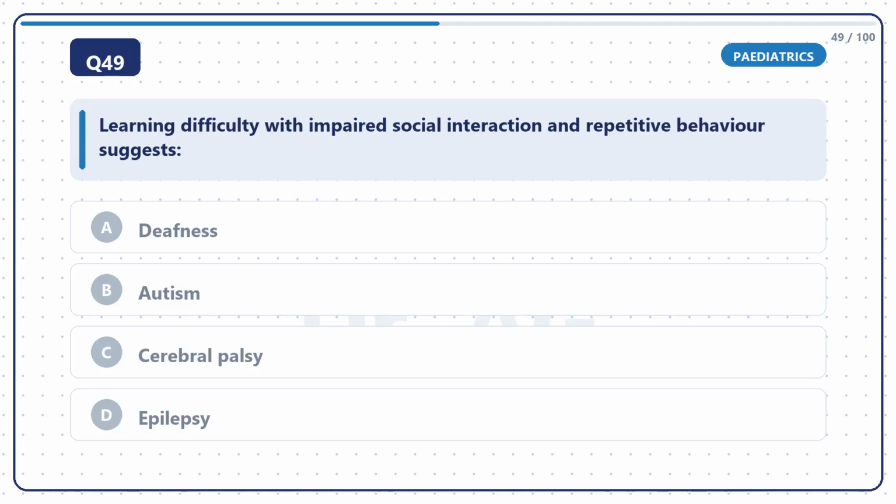Question 49. Learning difficulty with impaired social interaction and repetitive behavior suggests option A. Deafness. Option B. Autism. Option C. Cerebral palsy. Option D. Epilepsy.